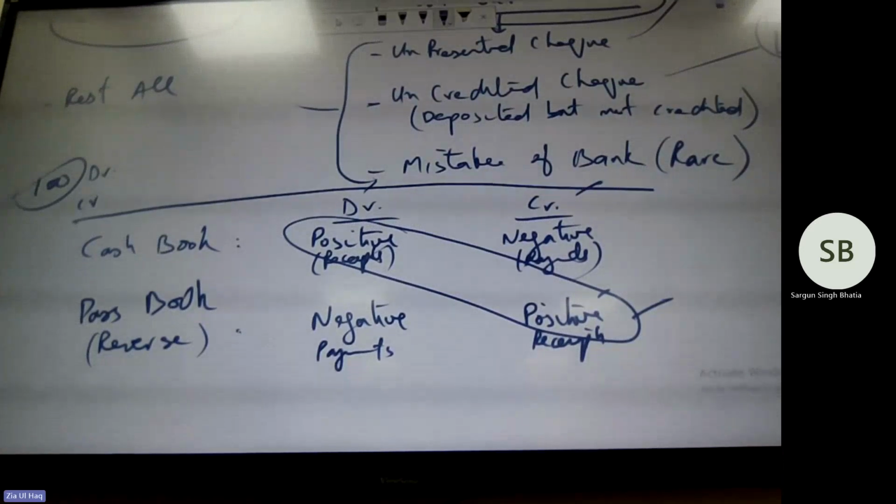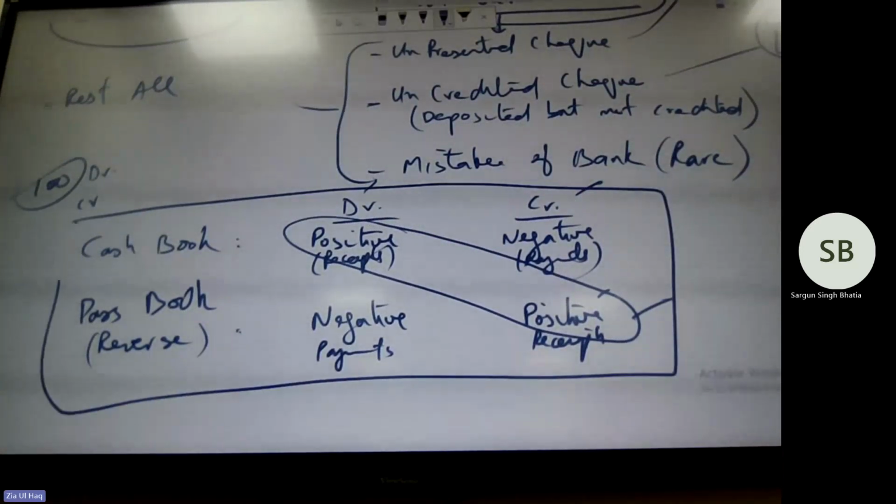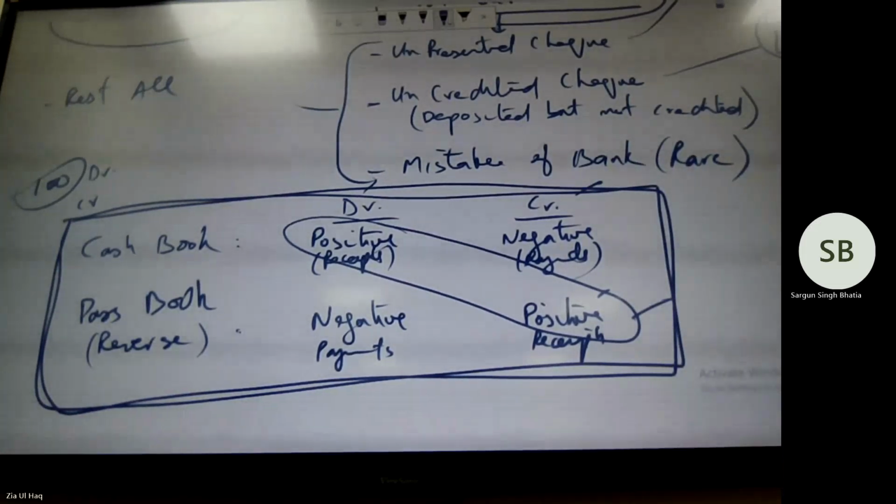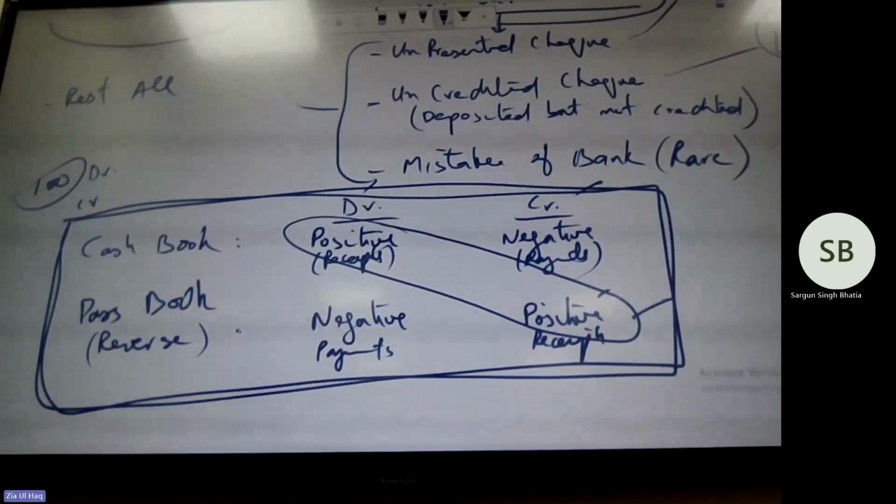You need to mention this at the start of this chapter. This is the point where students get confused. In the cash book, positive balance is debit, negative balance is credit. Positive accounts are debit, negative accounts credit. While in the passbook, the things will go in reverse order. Positive means credit, negative means debit.